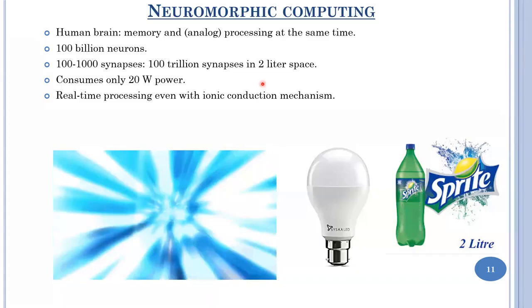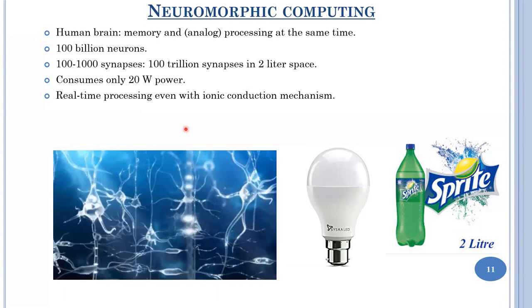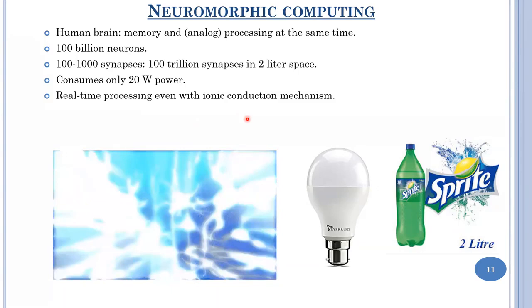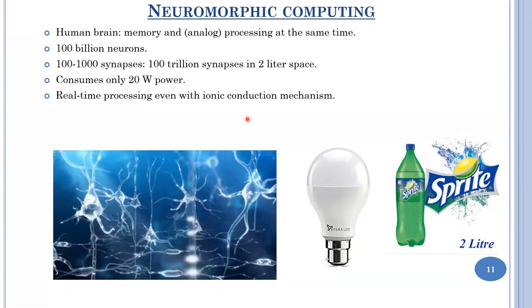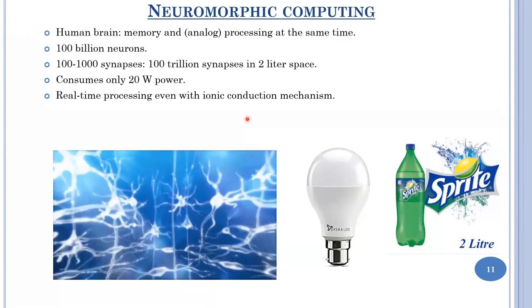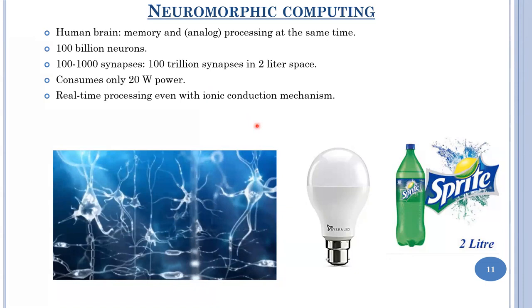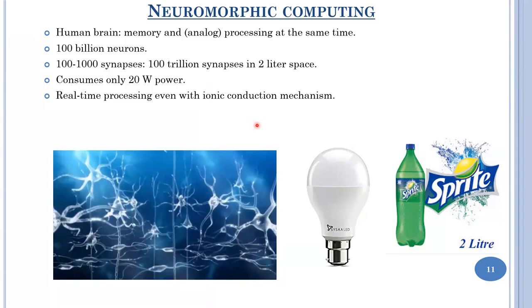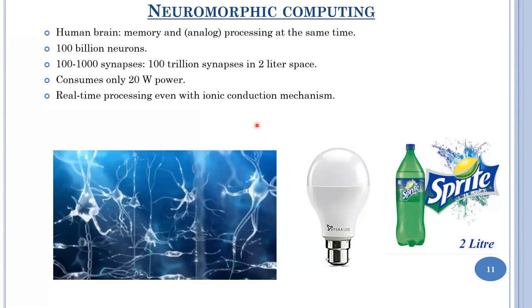Another amazing part of the human brain is that it does real-time processing even with an ionic conduction mechanism. Why is that amazing? Because everything in this real world is based on electron conduction. You put your mechanical switch on, your bulb starts glowing. Electrons flow through that wire at very high speed, so the moment you turn it on, you get instantaneous glowing of the bulb. However, ions only travel via a process called diffusion, which is way slower than drift or even relaxation-based mechanisms. Even with such a slow ion-based mechanism, your brain is able to process everything in real time and with such great efficiency.